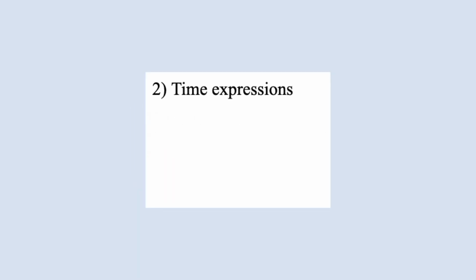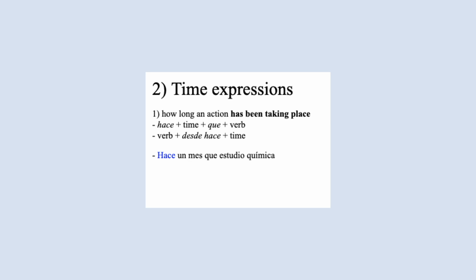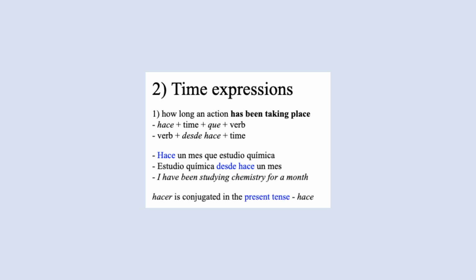Hacer is used in a number of time expressions, including how long an action has been taking place. Hace un mes que estudio química. Estudio química desde hace un mes. In these situations, hacer is conjugated in the present tense as hace.